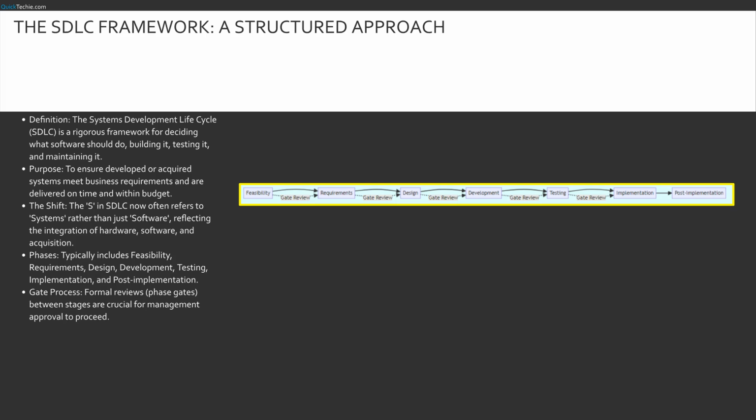Here's the classic flow of the SDLC. We start with feasibility on the left. Can we do this? We move to requirements. What do we need? Then design, development, testing, and implementation. Finally, we review it in post-implementation. Notice the dotted lines representing gate reviews. These are your checkpoints. You cannot pass from design to development without a sign-off. This structure minimizes risk by ensuring quality at every step before moving forward.